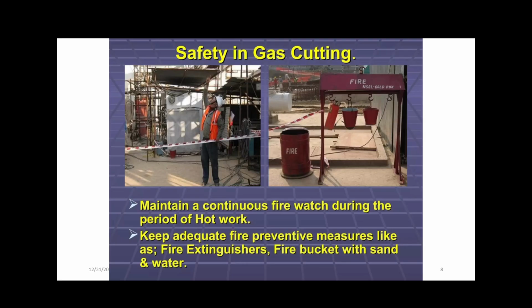Again, maintain a continuous fire watch during the period of hot work. Keep adequate fire preventive measures like fire extinguishers, fire buckets with sand and water. Please take note of this.